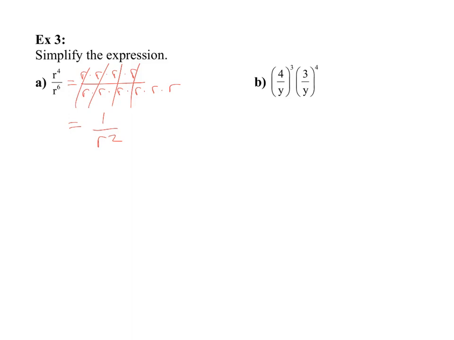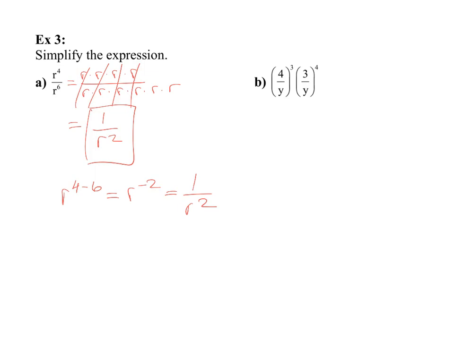Be careful with that. You could have just as well applied the quotient property. So you would have r to the 4th minus 6 equals r to the negative 2 power, which is 1 over r squared. So your choice how you want to do it. It's naturally more efficient if you know the properties.